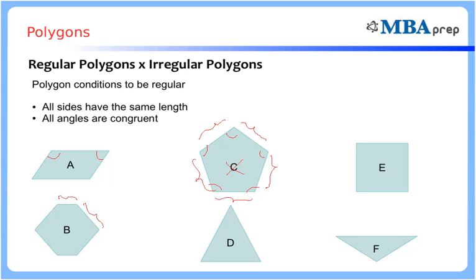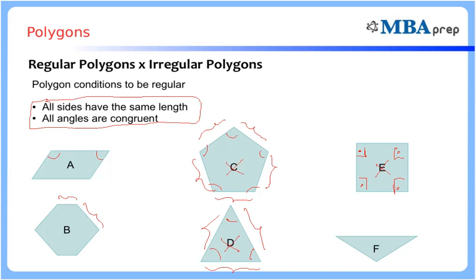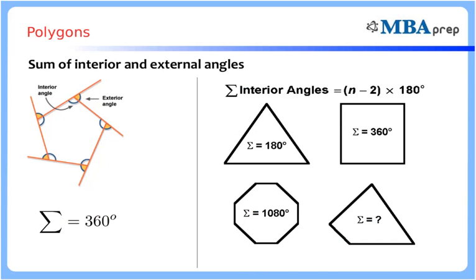Polygon D also has angles that are the same, and the sides measure the same, so this is also regular, as happens in polygon E and does not happen in polygon F. But these two conditions have to happen. If only one of them happens, that's not yet a regular polygon.